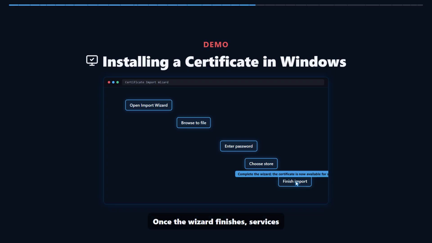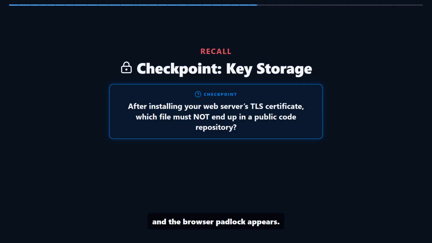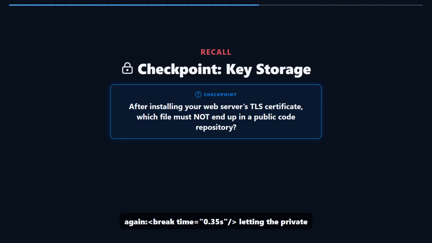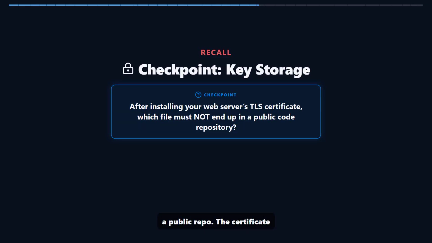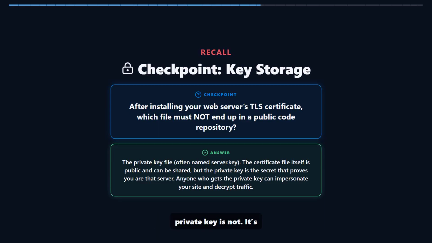Once the wizard finishes, services such as IIS can reference the certificate. You've got your certificate installed and the browser padlock appears. Now here's the mistake that leads to compromise again and again, letting the private key file end up in a public repo. The certificate file is public.